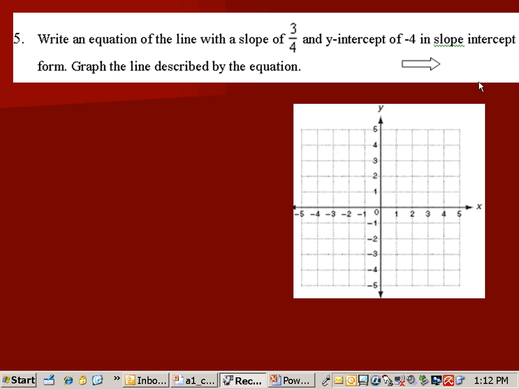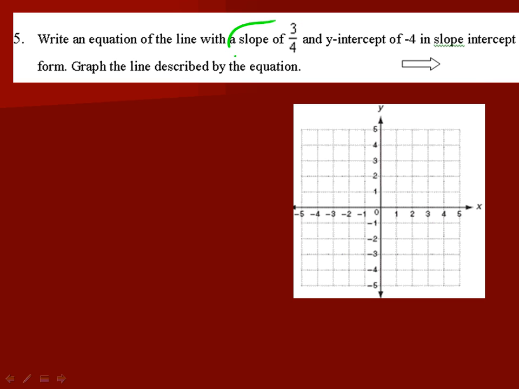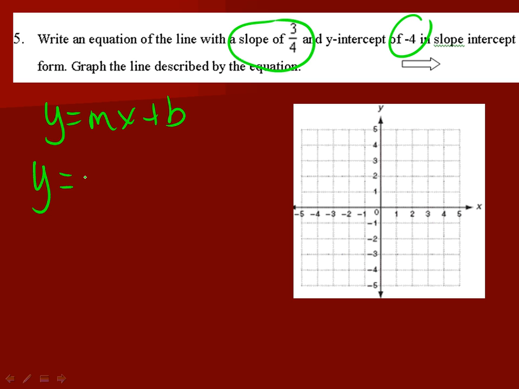That's it. I need to put this in slope-intercept form. What did they give me? They gave me the slope. They also gave me, oh my gosh, do I even have any work to do? Do I have to do point-slope first? No, because they gave me the slope and the y-intercept. So I'm just going to fill it in. y equals mx plus b. So that's y equals 3/4 x minus 4. Okay, who can tell me where to start graphing?